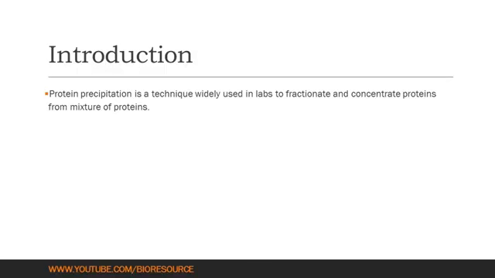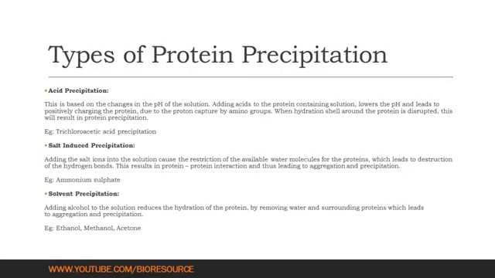So this can be done in bulk. From the bulk solution, the protein can be precipitated out, concentrated, and used for further purification or downstream processing steps. There are different types of protein precipitation methods. They are acid precipitation, salt induced precipitation and solvent precipitation.